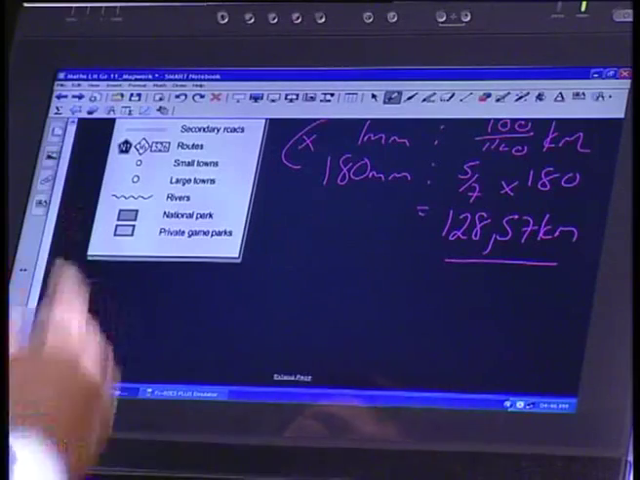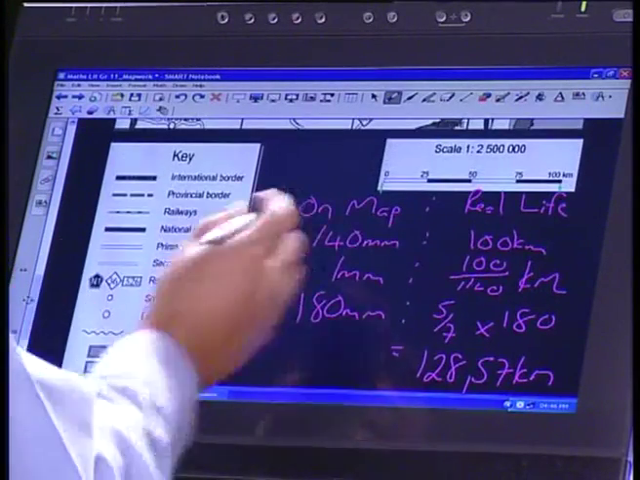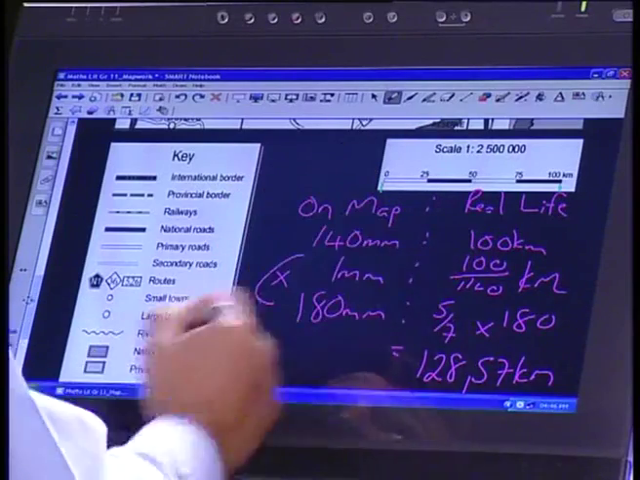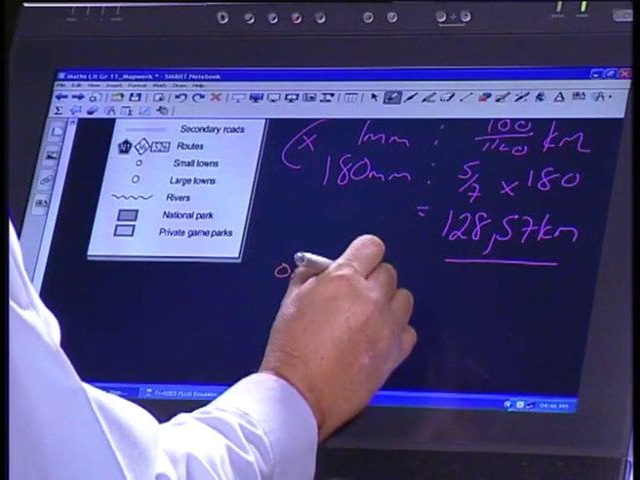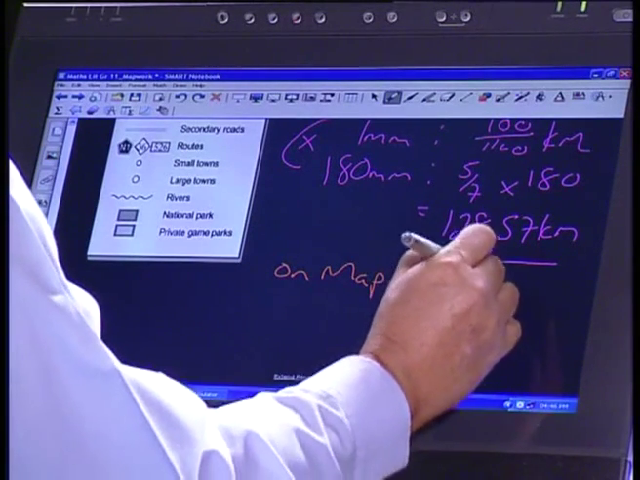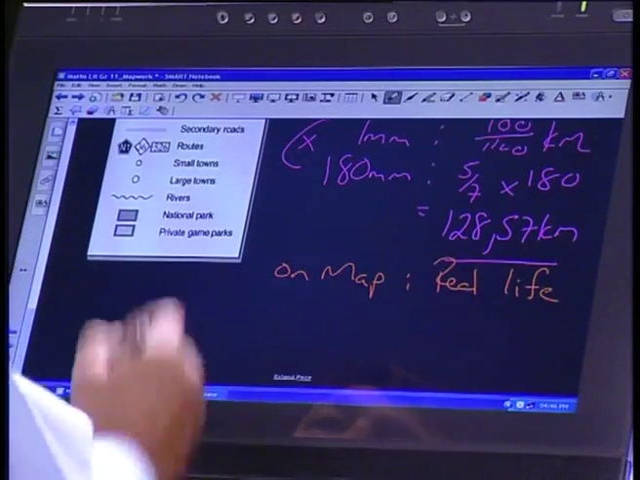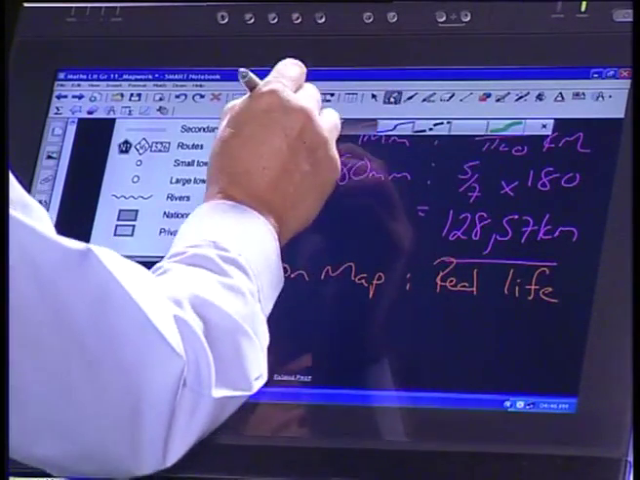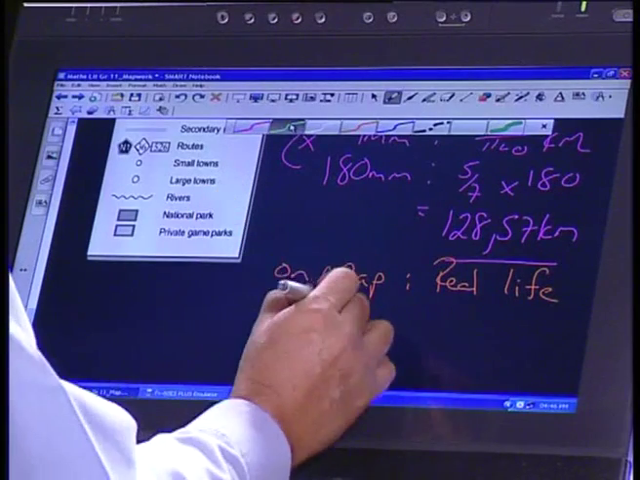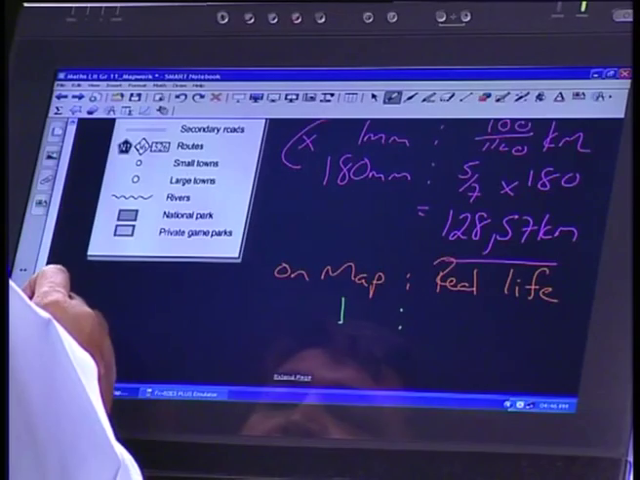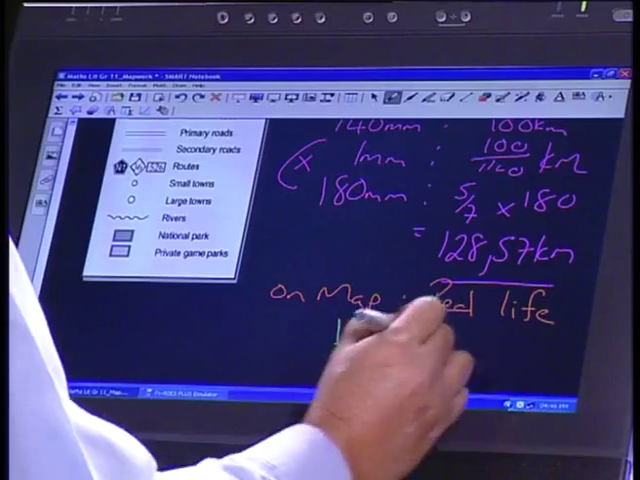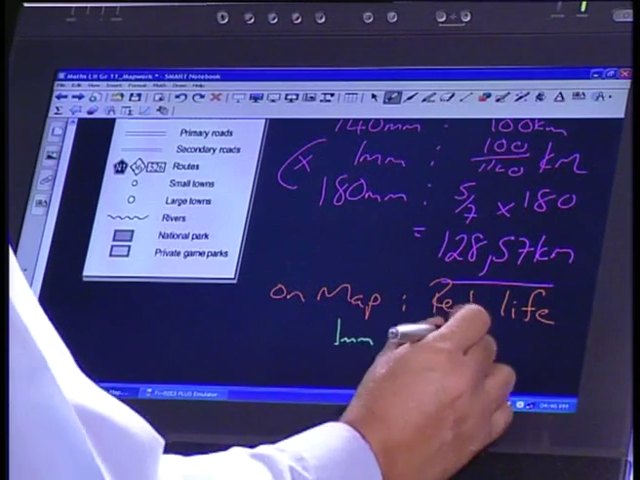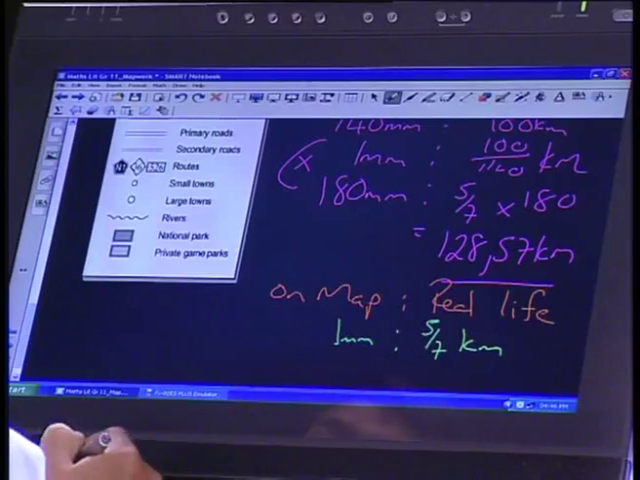So let's write this down. Remember we always start every question with map, real life. So I'm going to say again, on the map and real life. And we said as well that on my map, remember we had a scale, 1 is to, and if you remember carefully, we said 5/7 kilometers. So 1 millimeter on my map represents 5/7 kilometers.